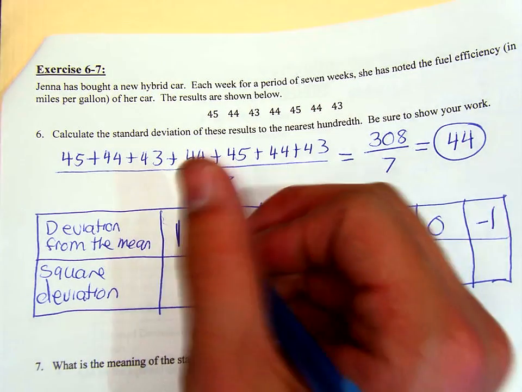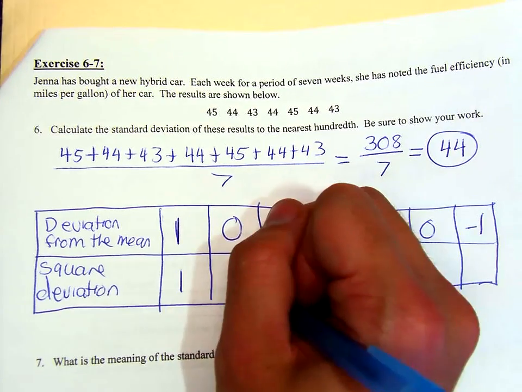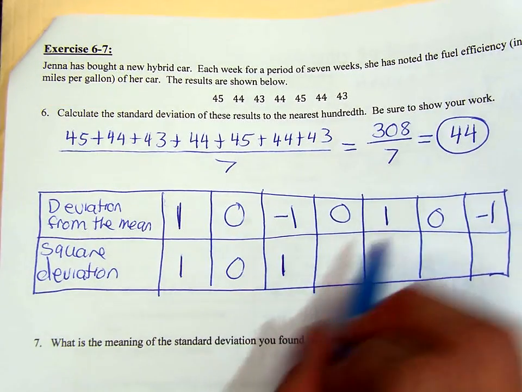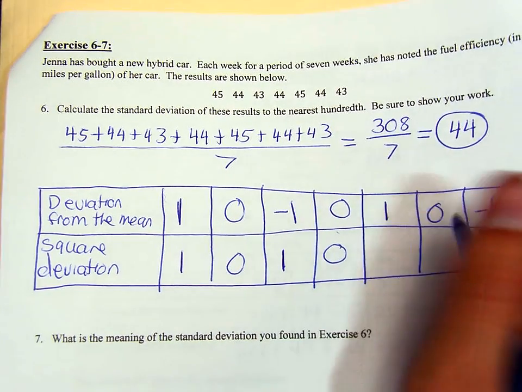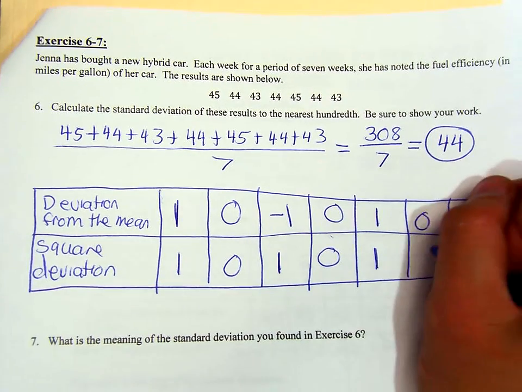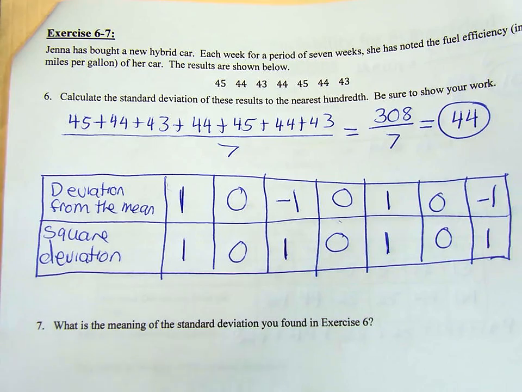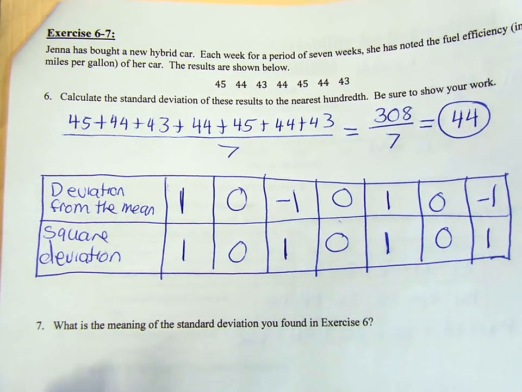So now what we want to do is we want to come up with the square deviation. So we're going to do 1 squared, which is 1. 0 squared, which is 0. Negative 1 squared, which is positive 1. 0 squared, which is 0. 1 squared, which is 1. 0 squared, which is 0. Negative 1 squared, that's 1.